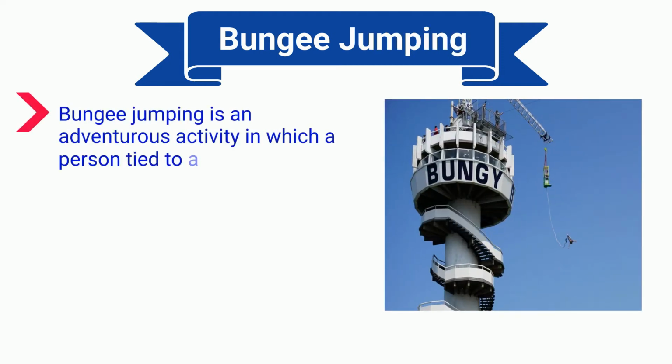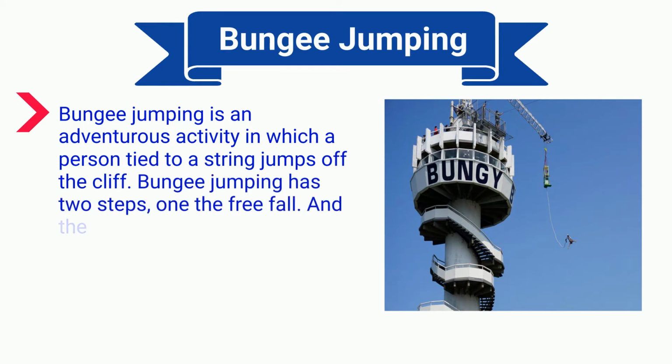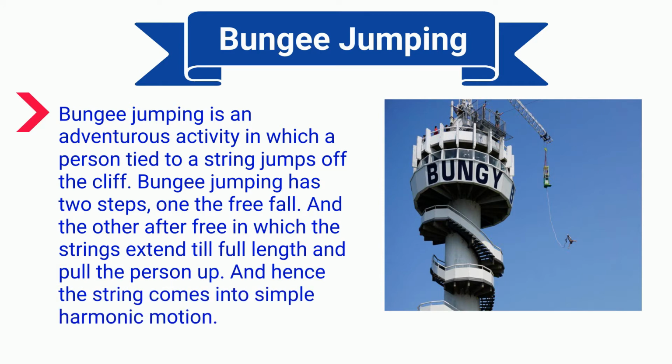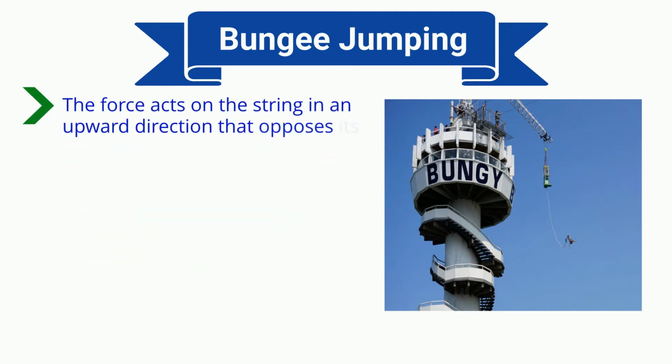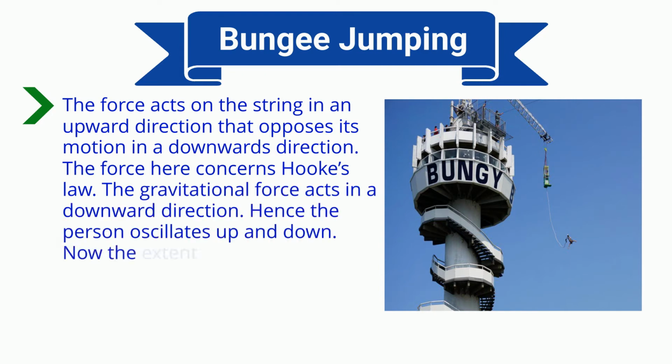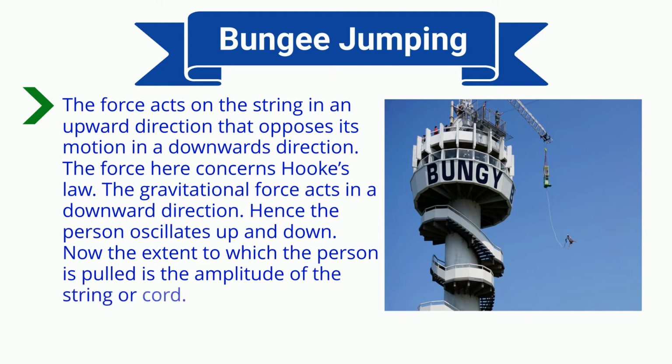Bungee jumping. Bungee jumping is an adventurous activity in which a person tied to a string jumps off a cliff. Bungee jumping has two steps: one, the free fall, and the other, after the free fall, in which the strings extend to full length and pull the person up. And hence the string comes into simple harmonic motion. The force acts on the string in an upward direction that opposes its motion in a downward direction. The force here concerns Hooke's law. The gravitational force acts in a downward direction. Hence the person oscillates up and down. Now the extent to which the person is pulled is the amplitude of the string or cord.